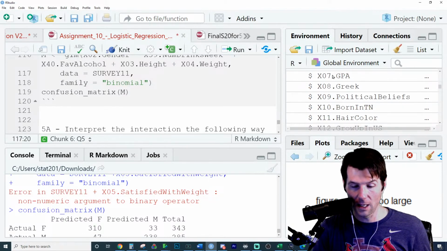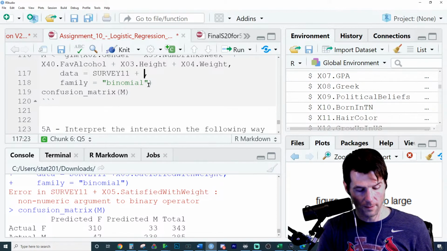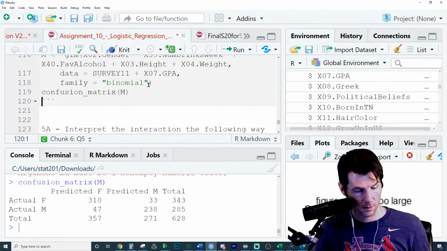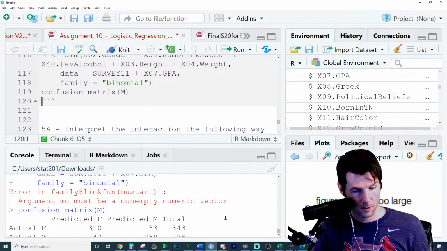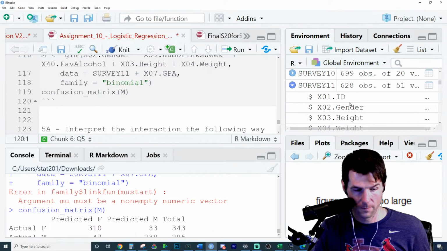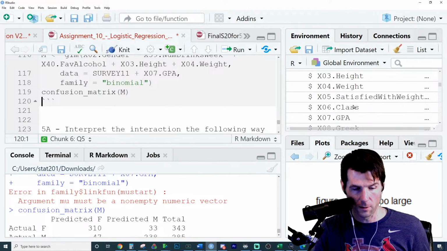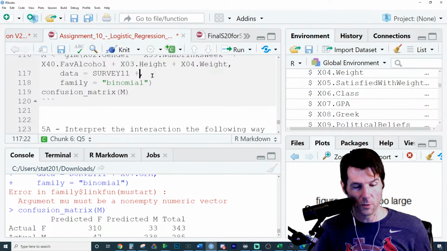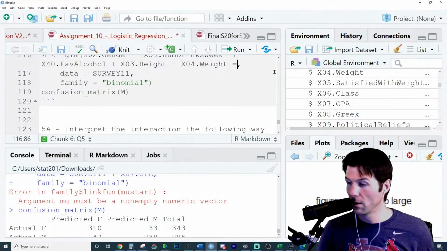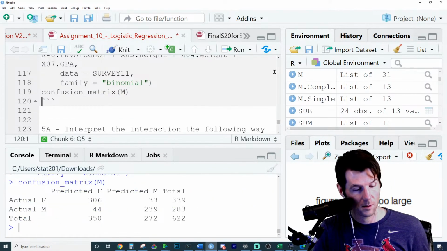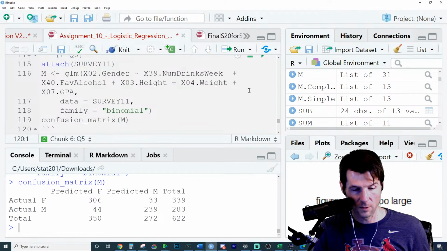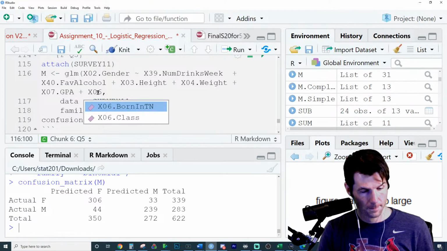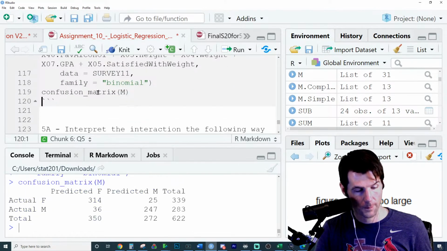Your class, your GPA. Am I in the wrong survey? That might be the issue. Too many variables. Is it still getting the same argument? I must be in the wrong survey. Am I going mad? Oh, data equals. What am I doing? Hopefully someone noticed that besides me. Wasn't there satisfied with weight? There we go. Okay, last variable here.